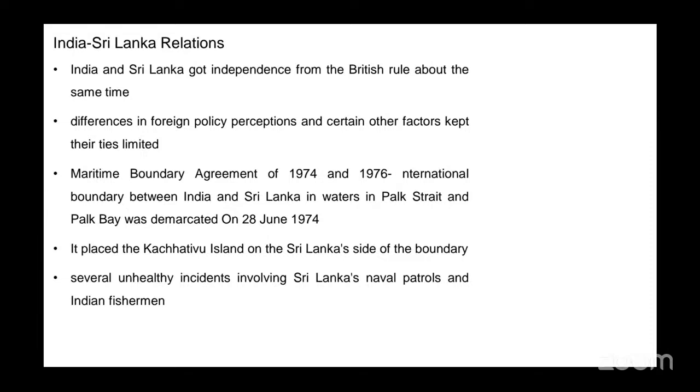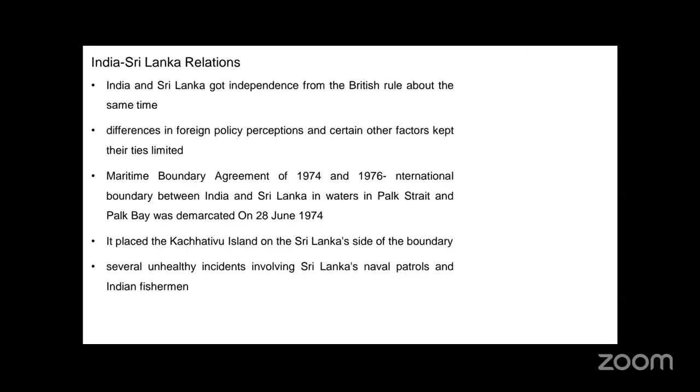Now the maritime boundary dispute can be seen in the agreements of 1974 and 1976. There has been an international boundary between India and Sri Lanka in the waters of the Palk Strait, because we don't share any land borders with Sri Lanka. It's only the water borders that we share, called the Palk Strait and the Palk Bay. This was demarcated in 1974. So this is how the boundary arrangement has been done. This boundary agreement put Kachchatheevu Island on the side of Sri Lanka's boundary.